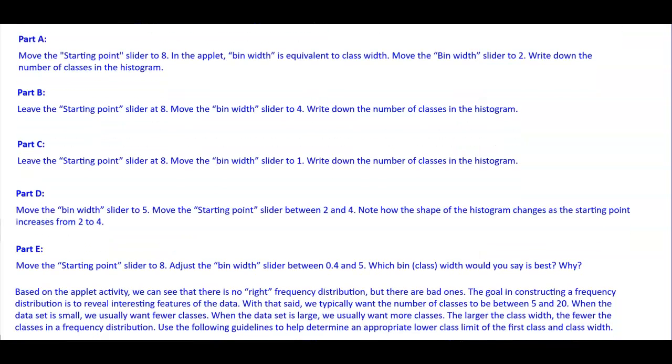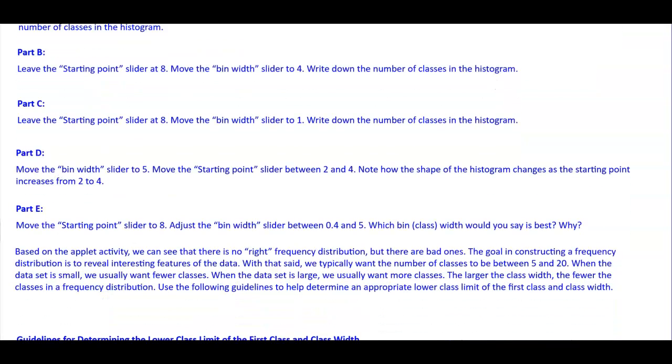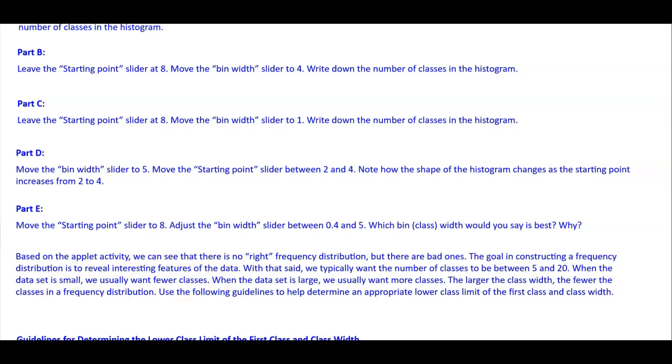Okay, now that we've done that, based on the applet activity, we can see that there is no right frequency distribution, but there are bad ones. The goal in constructing a frequency distribution is to reveal interesting features of the data. With that said, we typically want the number of classes to be between 5 and 20. When the data set is small, we usually want fewer classes. When the data set is large, we usually want more classes. The larger the class width, the fewer the classes in a frequency distribution.